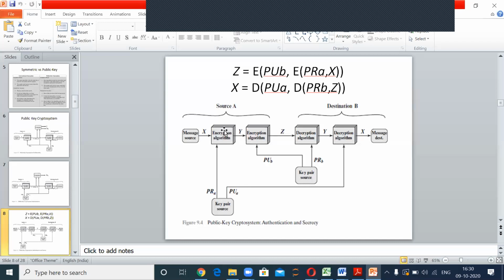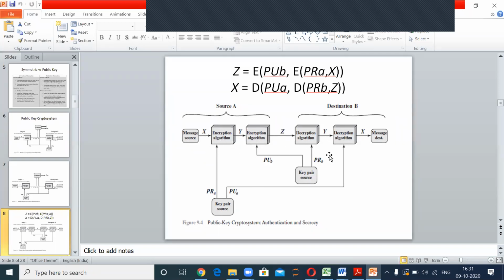With the sender's private key, the encryption means only the authorized person has sent it. Again encrypting with the receiver's public key provides confidentiality. No other person will be able to decrypt the message. Only with the receiver's private key will he be able to decrypt the message. That's why it provides confidentiality. So to provide authentication and confidentiality, encryption is done two times.